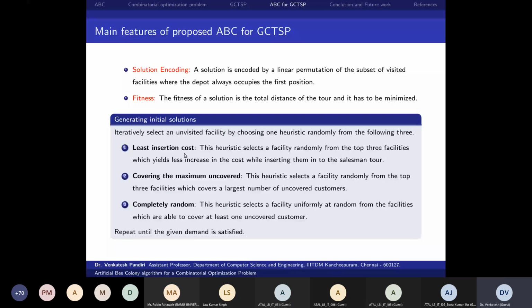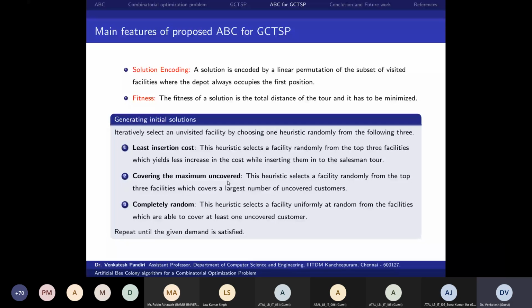Whichever facility is nearer will have the least insertion cost, right? So that will be selected according to this heuristic, whichever facility has the least insertion cost. And sometimes a facility has more coverage than the other facilities.